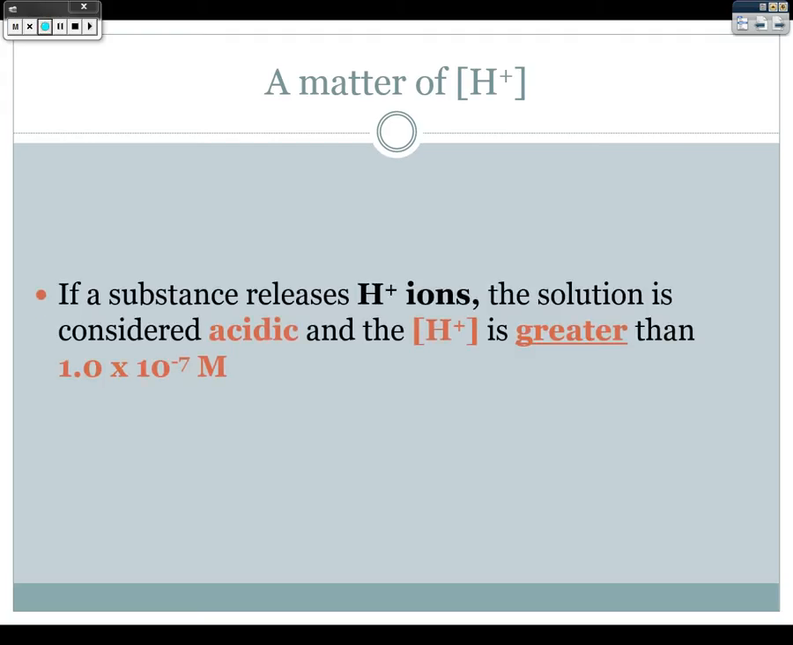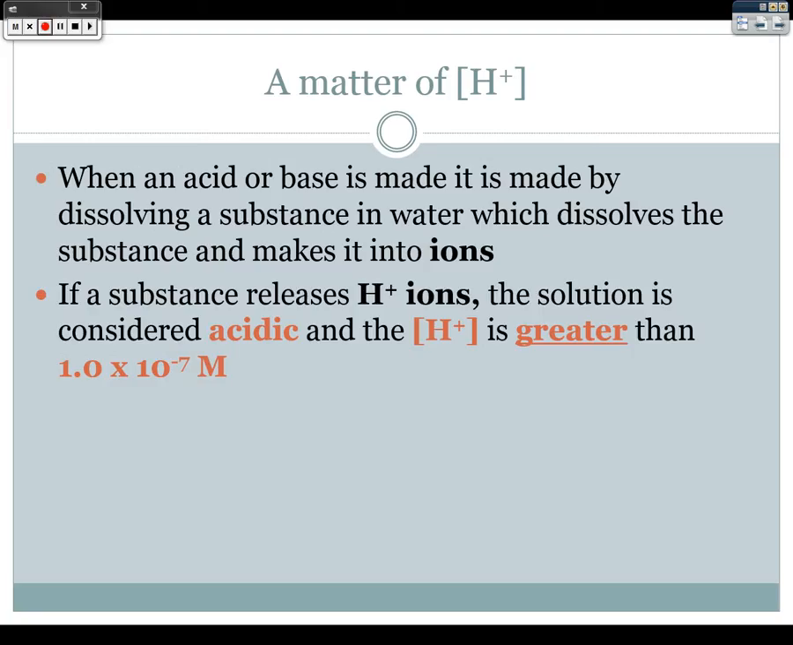If a substance, when an acid or a base is made, it's made by dissolving a substance in water, which in turn dissolves the substance and makes it into ions. If a substance releases hydrogen ions, or H plus ions, the solution is considered acidic, and the H plus ion concentration is greater than 1.0 times 10 to the negative 7, which would mean like 1.0 times 10 to the negative 6, negative 5, negative 4, negative 3, negative 2, negative 1. Because, remember, we're talking about negative exponents, so greater is actually the smaller number.